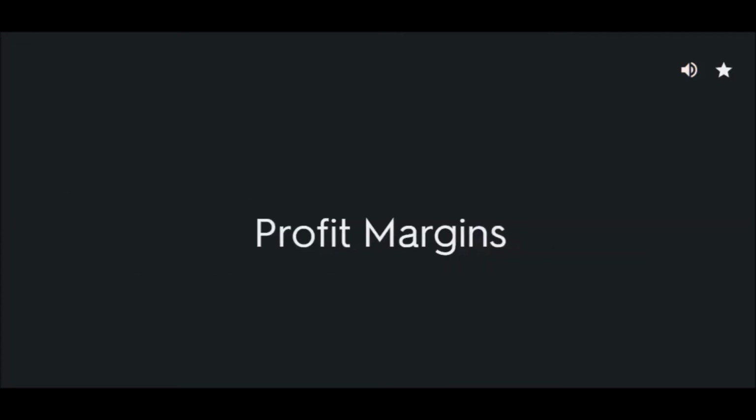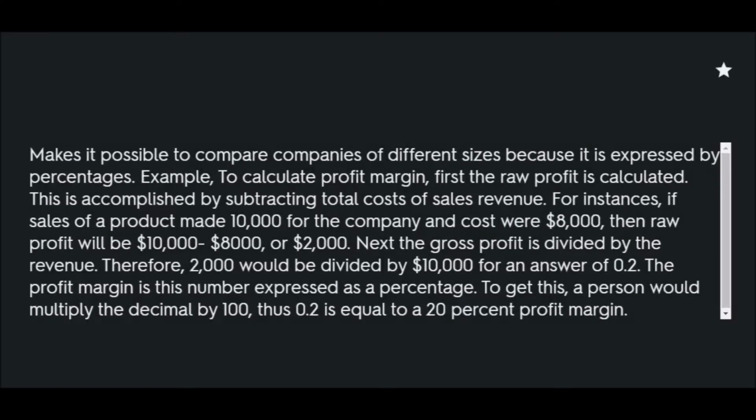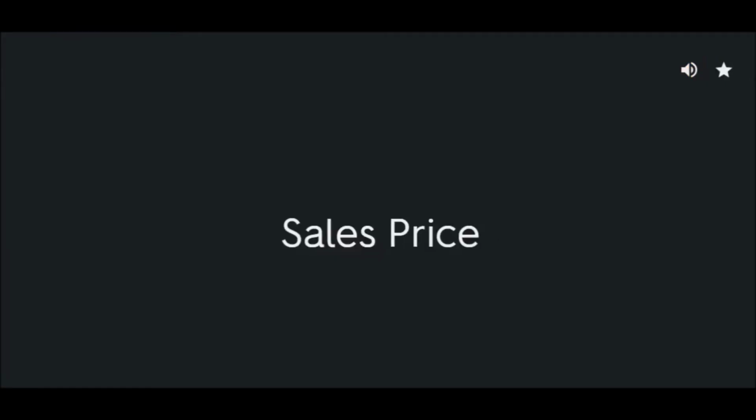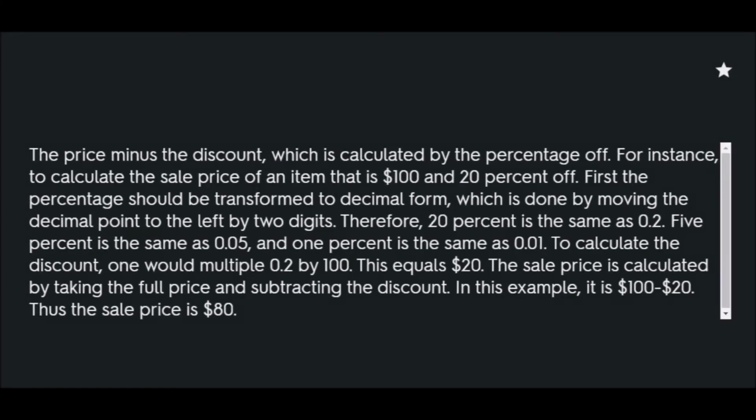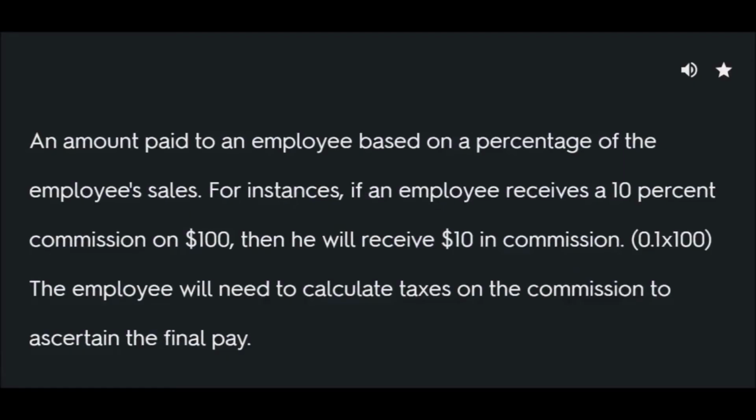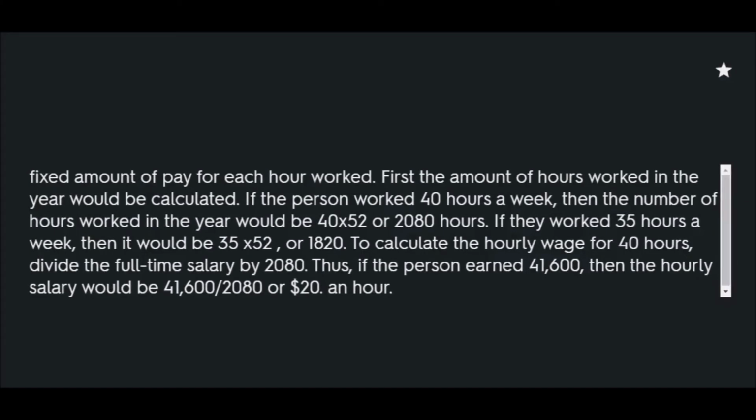Profit margins. Sales price. Commission: an amount paid to an employee based on a percentage of the employee's sales. For instance, if an employee receives a 10% commission on $100, then he will receive $10 in commission. The employee will need to calculate taxes on the commission to ascertain the final pay. Hourly wages. Percentages.